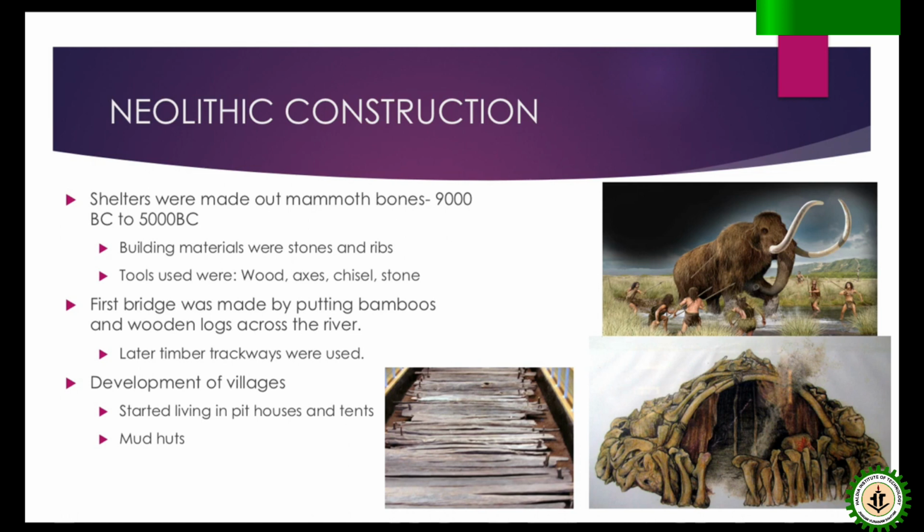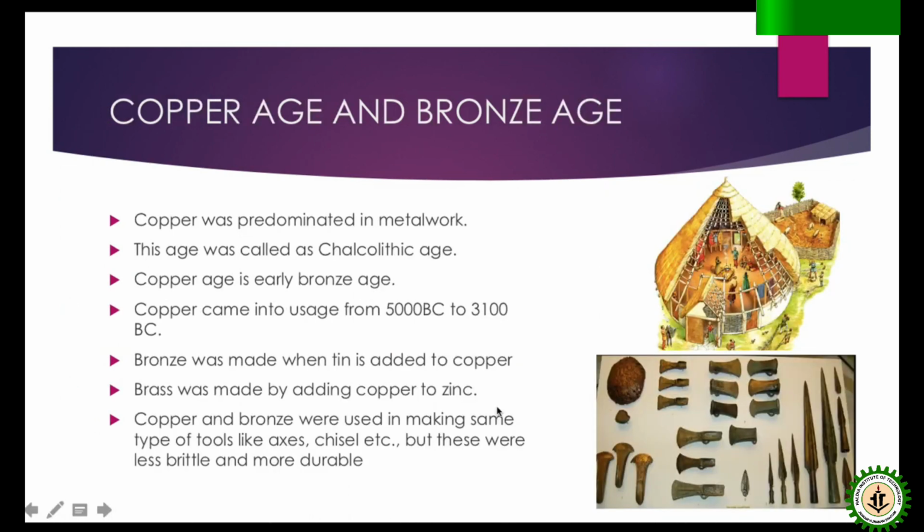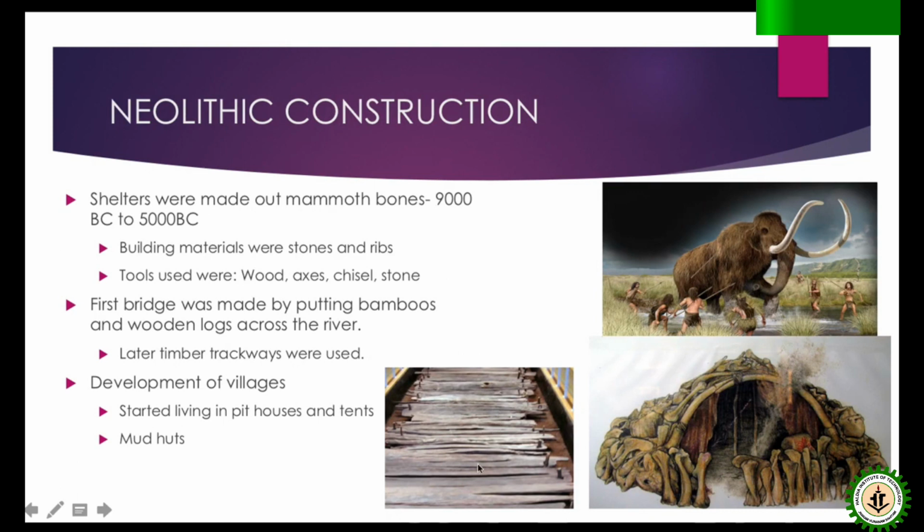Tools used were mostly wooden, and axes, chisels, stones, etc. The first bridge they made was by putting bamboos across the river. Even wooden logs they used to use. Even now in villages you can see some canals where people cross using wooden blocks or wooden logs. Later, timber trackway, you can see here, this is a timber trackway. Using this they used to construct some bridges.